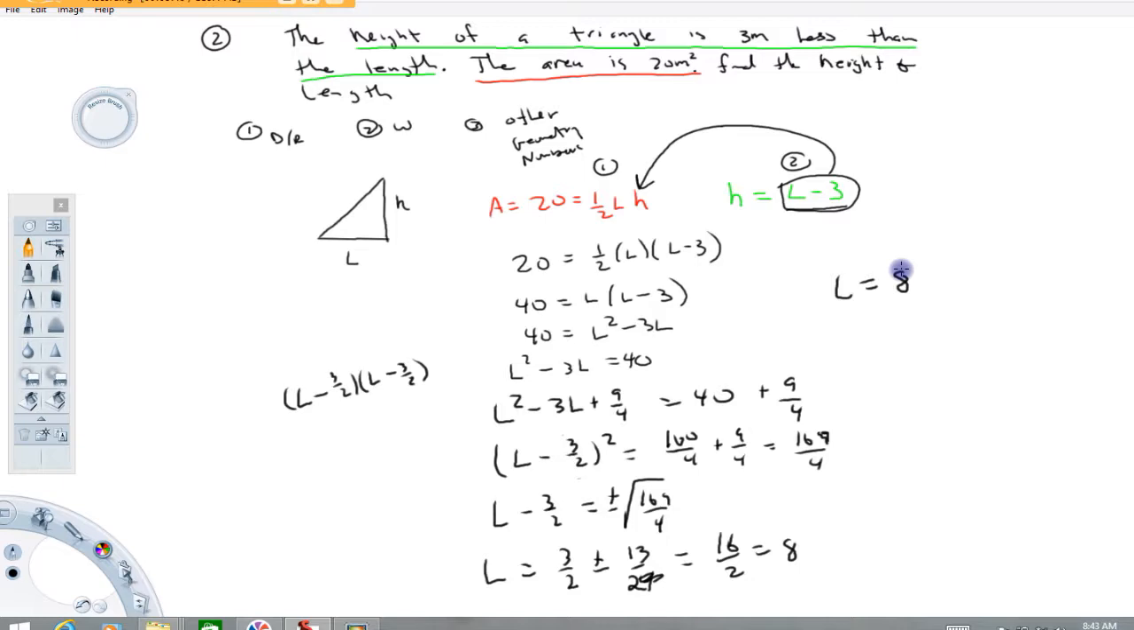And somewhere it says something like the height is 3 less than the length. So the height is L minus 3, which is 5. So this triangle is apparently 8 meters by 5 meters.